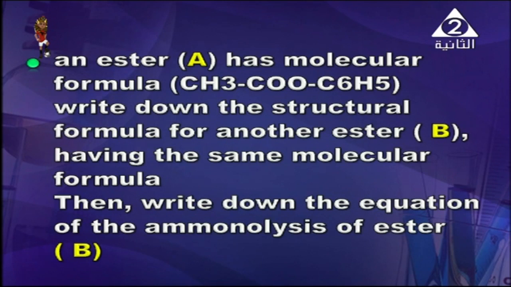An ester A has a molecular formula CH3COOC6H5. This is the ester. What do you need? Write down the structural formula of another ester B that has the same molecular formula. Then write down the equation of the ammonolysis of this ester B.